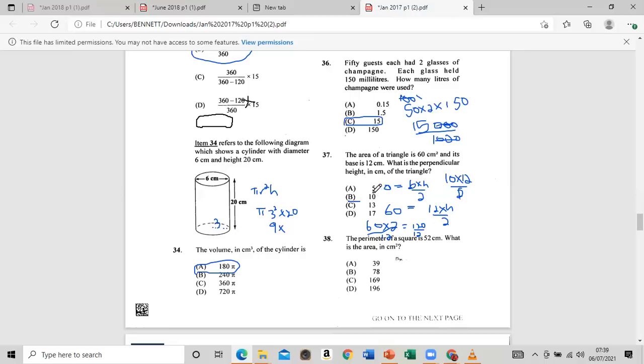Guys, always check your answer. We're doing an examination, an external examination. We don't want to take a chance.